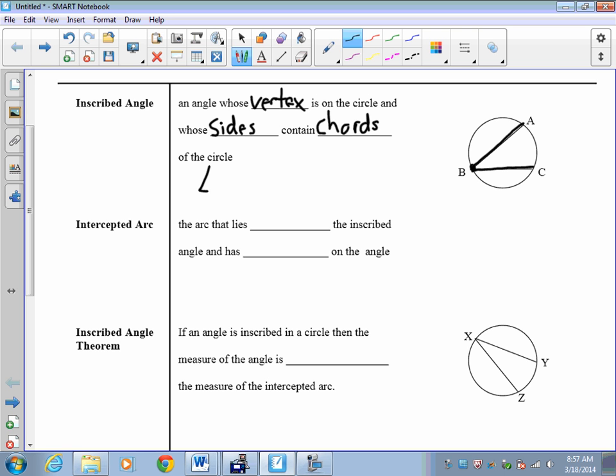So an example of this is angle ABC. Points A and C are on the circle. Segment AB and segment BC are chords. And point B is the vertex. It's also on the circle.